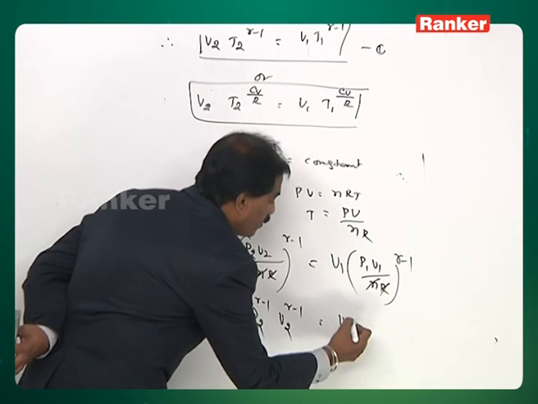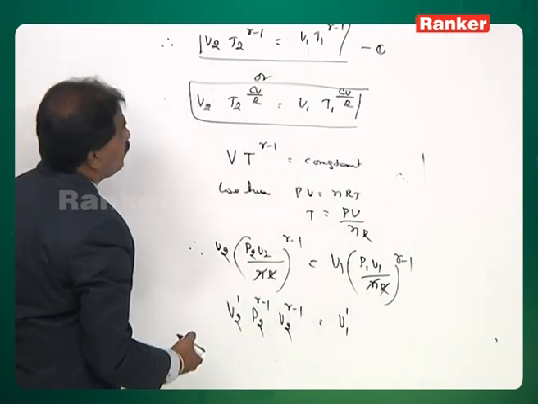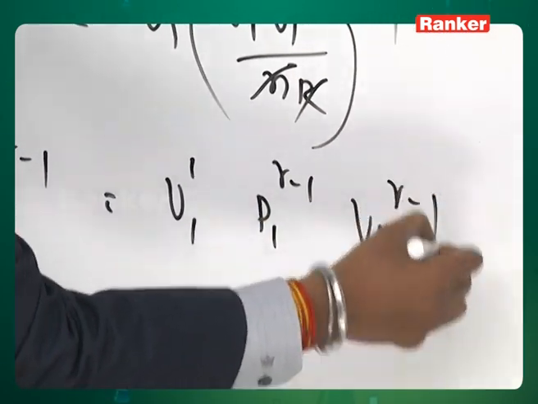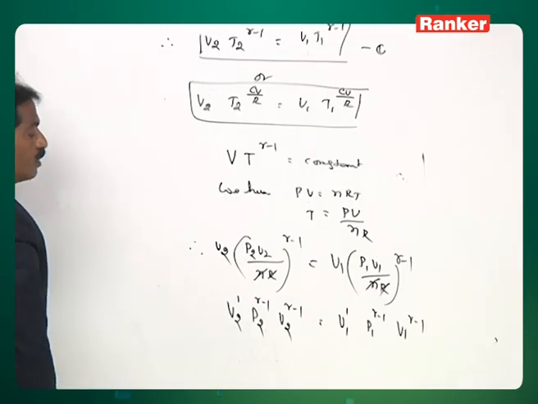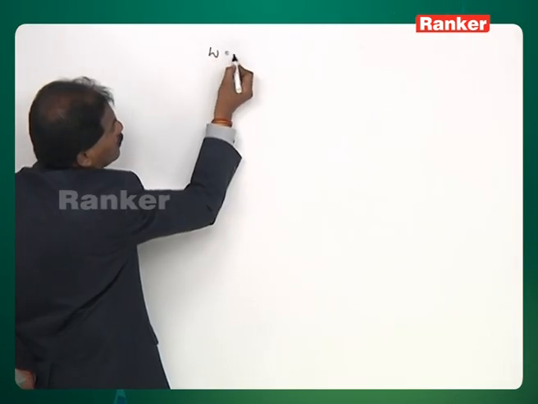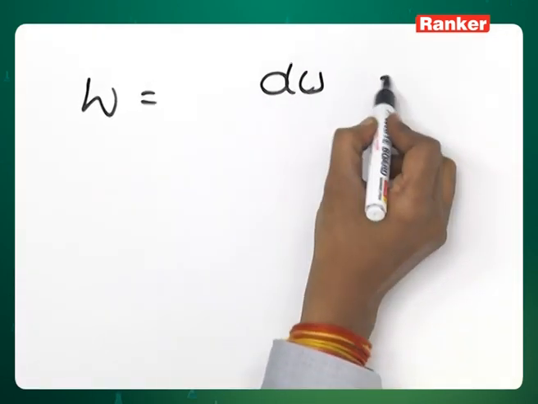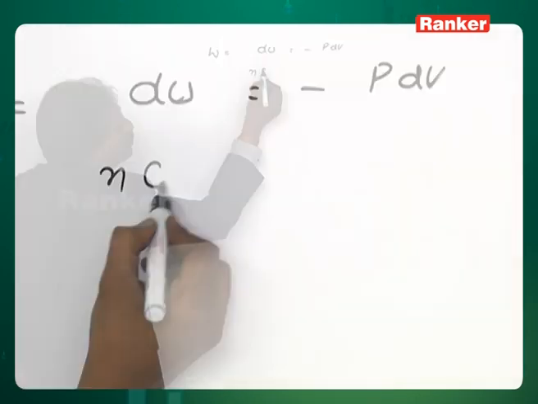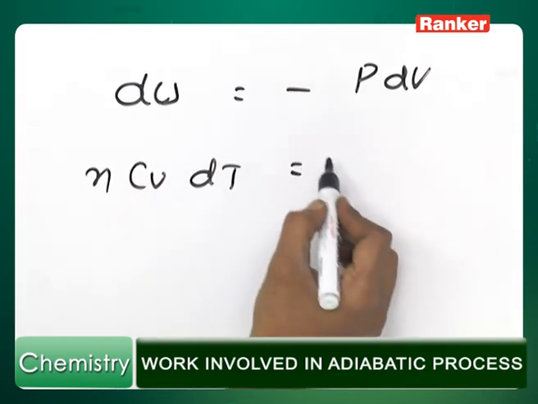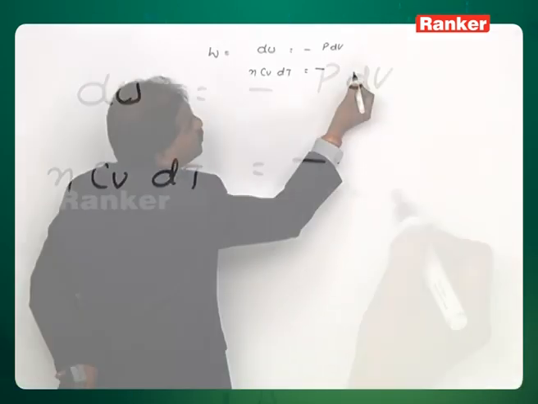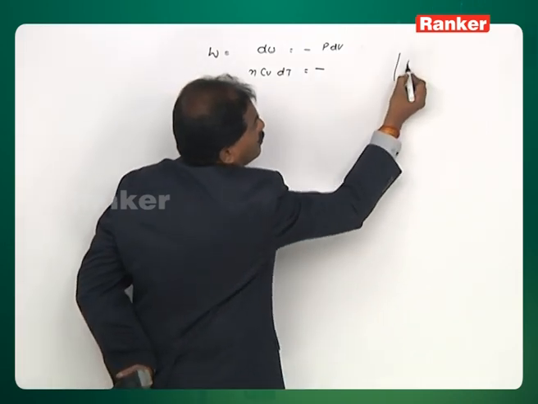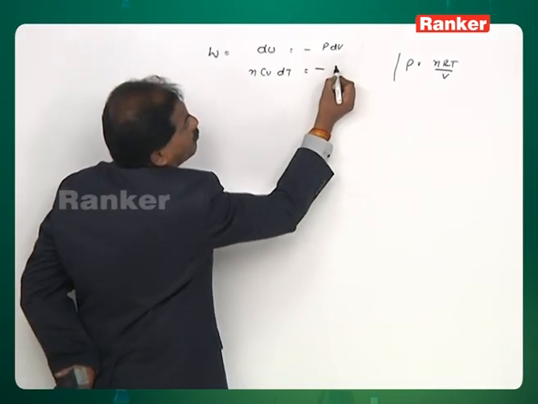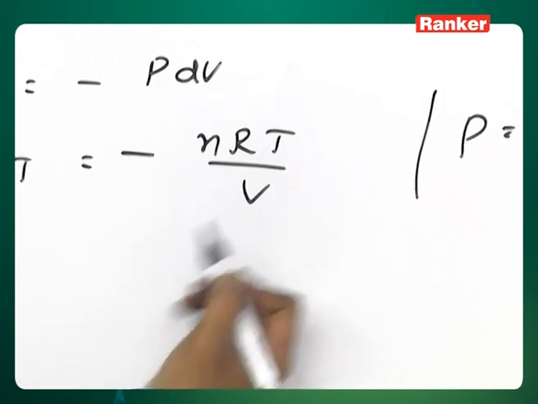Next, V1 power 1, P1, gamma minus 1, V1 gamma minus 1. So, W is equal to dU, that is equal to minus P dV. We know internal energy change is equal to nCv dT. Here, in place of pressure, we are substituting the expression for the pressure. So, P is equal to nRT by V. Therefore, here minus nRT by V.